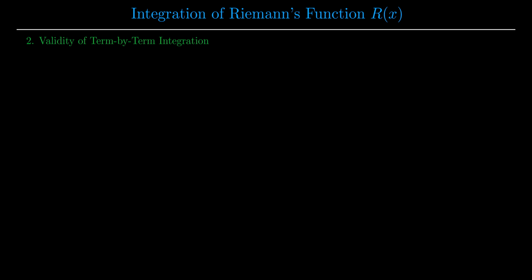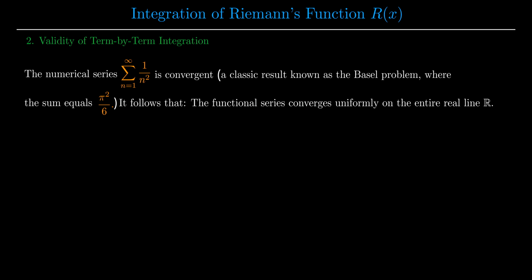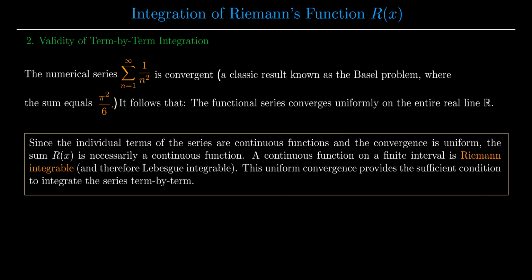The numerical series, the sum from n equals 1 to infinity of 1 over n squared, is convergent. This is a classic result known as the Basel problem, where the sum equals pi squared over 6. It follows that the functional series converges uniformly on the entire real line. Since the individual terms of the series are continuous functions, and the convergence is uniform, the sum, r of x, is necessarily a continuous function. A continuous function on a finite interval is Riemann integrable. This uniform convergence provides the sufficient condition to integrate the series term by term.